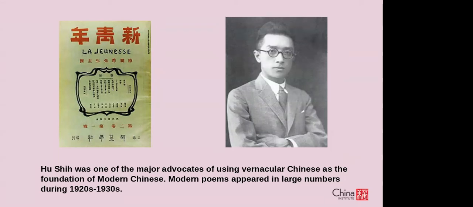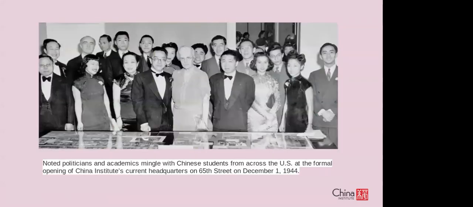And he was among the most enthusiastic advocates of using 白话, which became the foundation of the modern Chinese we are studying today. He studied with John Dewey at Teachers College here in New York, was an ambassador to the United States, and was involved with starting China Institute back in the 1920s. So this is a young Hu Shi, and this is a photo of a slightly older Hu Shi in the middle, when China Institute was in 1944.